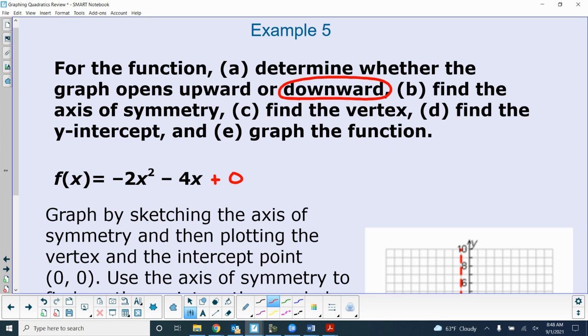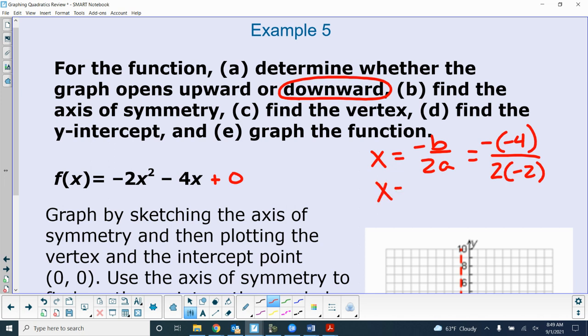Find the axis of symmetry. What do I have to do to find that? Come on, somebody can tell me. Negative B over 2A. Thank you, Vince. Negative B over 2A. That's our little formula to find our axis of symmetry. So negative B would be that, and 2A would be that. Well, that's positive 4 divided by negative 4, which is negative 1. Questions?